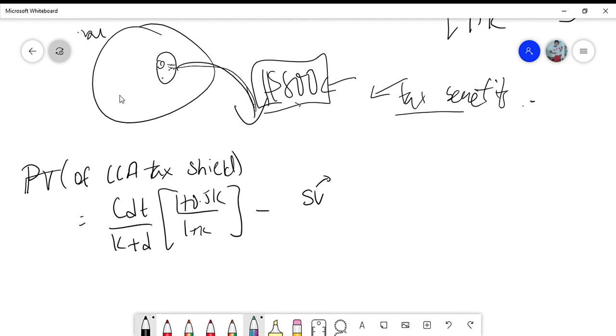SV is salvage value, okay? D T, so this is literally the same thing as the term over here, but we're using salvage value instead of cost. Why is this? Because we want to find the present value of our salvage value. Right, okay, this makes sense.